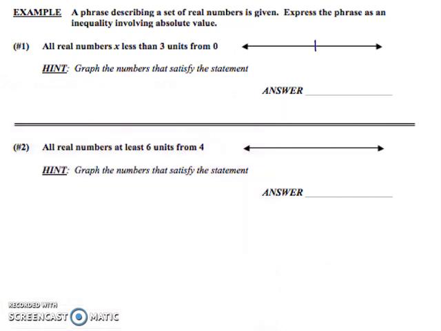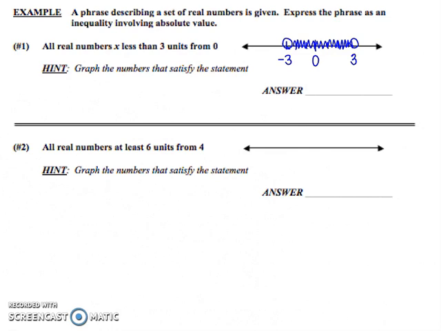So it sounds like our center is 0. We're looking at all numbers that are less than 3 units from 0. So here's 3 units from 0 to the right. Here's 3 units from 0 to the left. Now it doesn't say less than or equal to, it just says less than. So to me, that means open circles. And if we're thinking about all the numbers that fall in that range that are less than 3 units from 0, then our shading is between these two values.